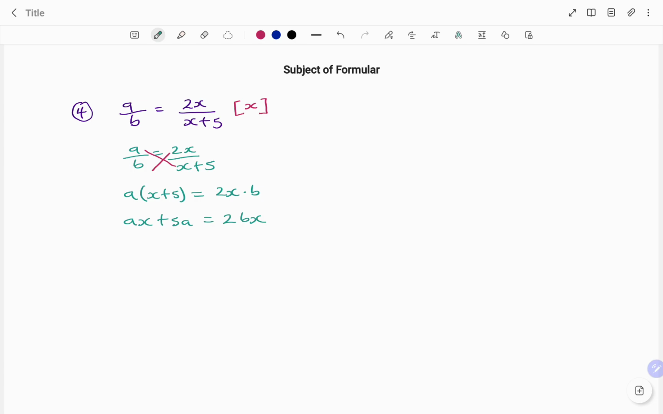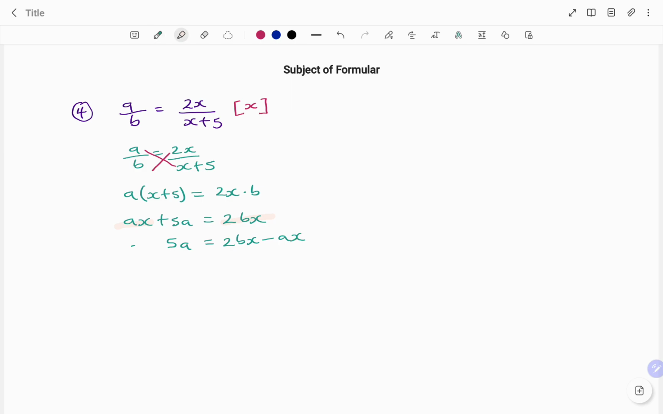2bx. Grouping all the terms that have x and moving them to one side, I have my 2bx and ax having x. So therefore, I'm going to start by moving my ax to my right hand side. I'm left with 5a equals 2bx minus ax.